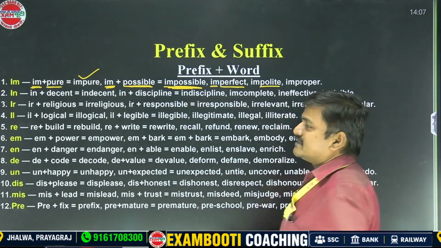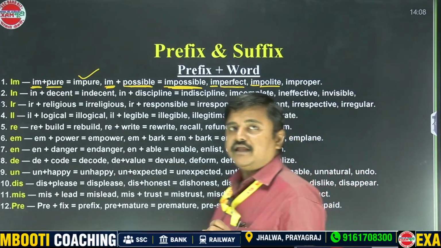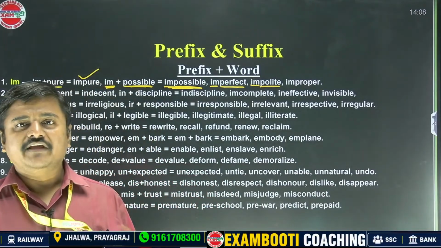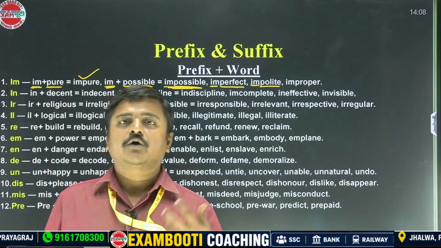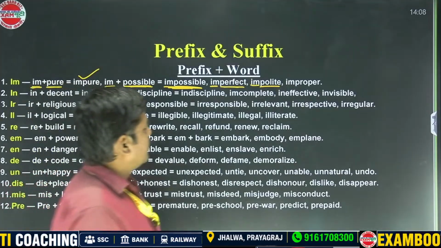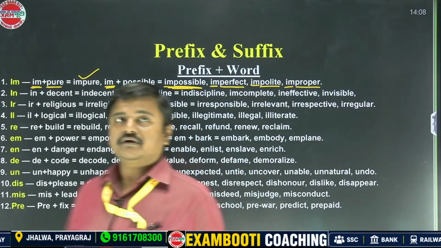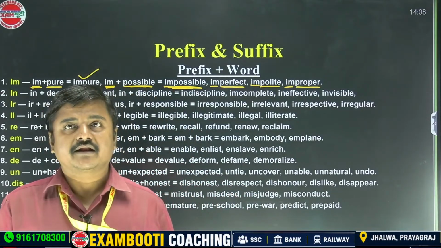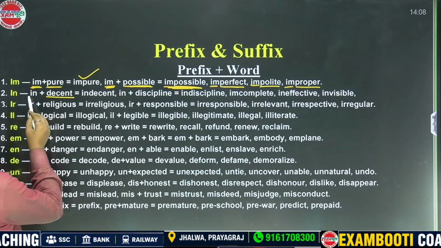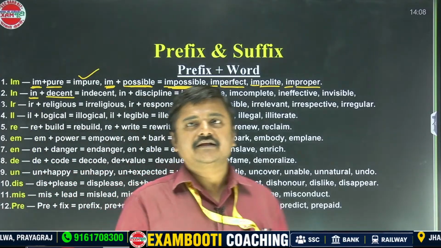Polite. Polite is the word, and we added IM to this word, and we get impolite. So that's how we form words, and that's how we get new words. Proper, improper. Similarly, like decent, and we added IN to decent, and we get indecent.